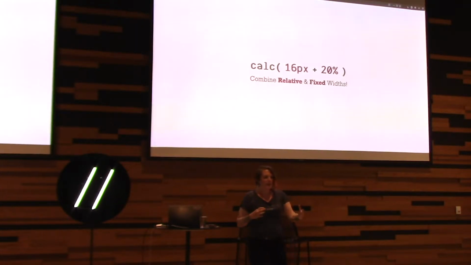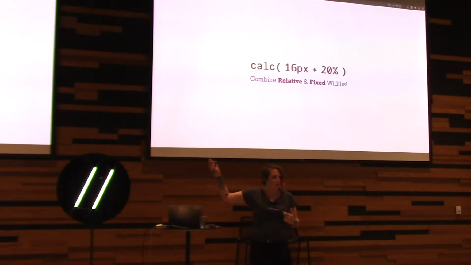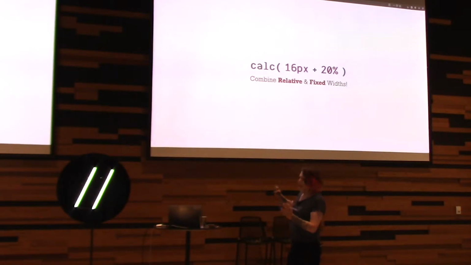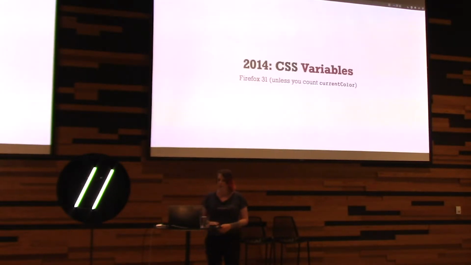We can start combining something that we couldn't combine ourselves. There's no way for me to know how you combine 16 pixels with 20%, but the browser does know that because the browser has all that information. And this is again sort of that, like, well, the browser can figure it out and give us something. So we can start combining relative and fixed widths there.